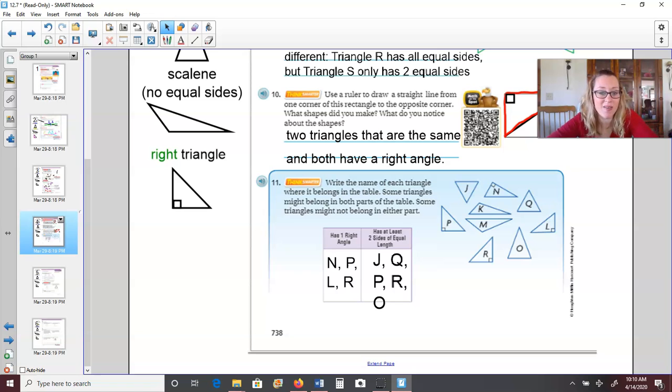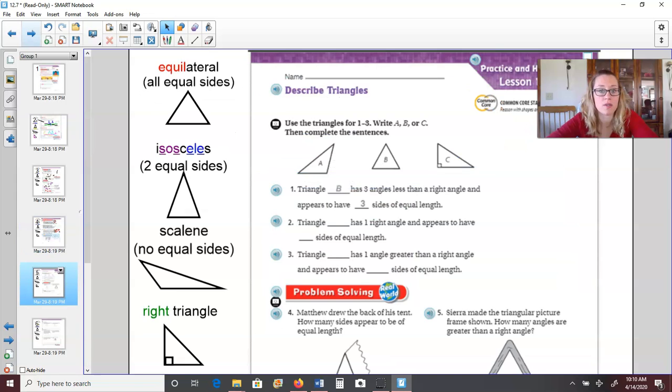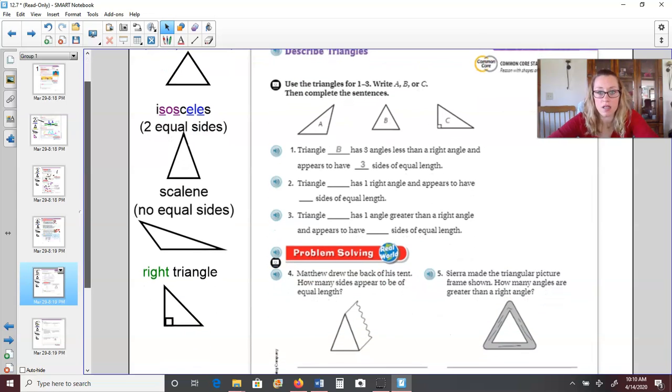All right, so letter M and K didn't belong anywhere because those two triangles were scalene, so none of the sides were equal, and they don't have right angles. So those two were the oddballs. All right, guys, nice work so far. Hopefully you're getting the hang of all these triangles here. We're already to the practice and homework page, so let's get this done.